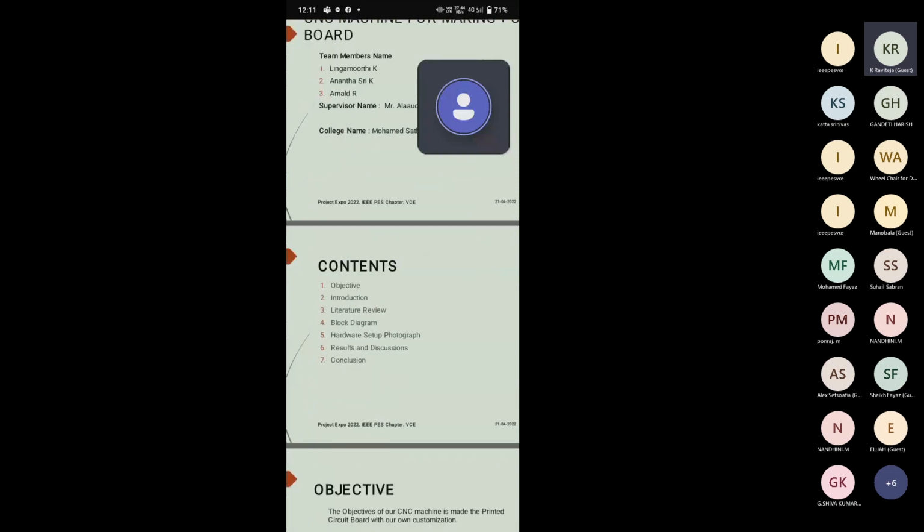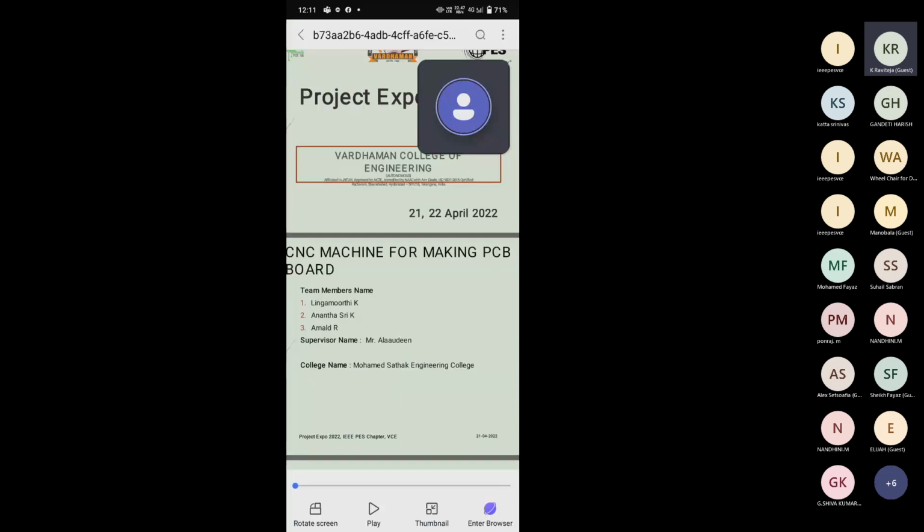For example, we are living in a rural area, so we have a problem making a PCB. Once we need PCB electronic circuits, we have to order from cities like Chennai, Bangalore, etc. So for that purpose, we are designing a CNC machine to construct the PCB board.